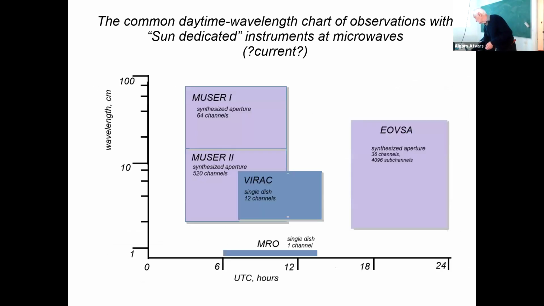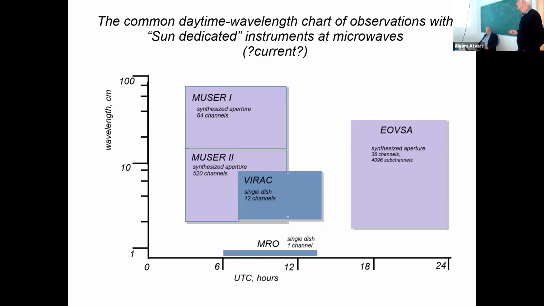So, what instruments do we have now for it? For microwave observation of the sun, the situation is not so brilliant. If I try to make a chart of day, time and wavelength of possible observations, I'm speaking about sun-dedicated instruments. So the instrument which is observing the sun only and permanently, regular routine observation, with accessible data archives.